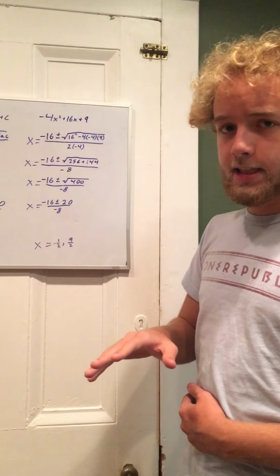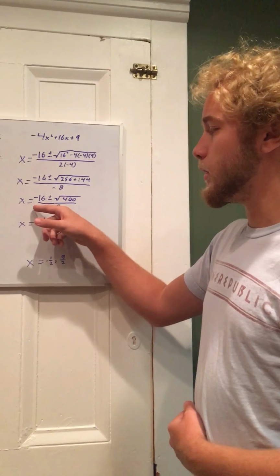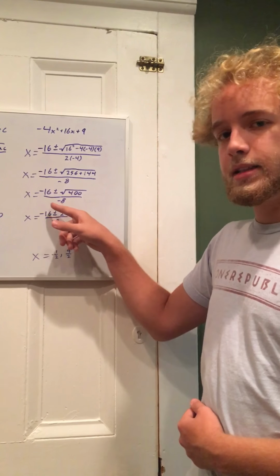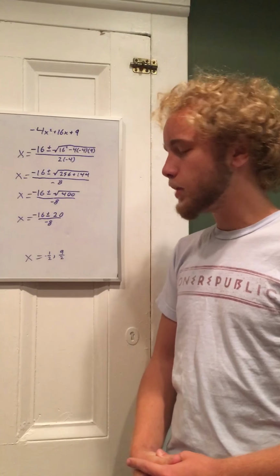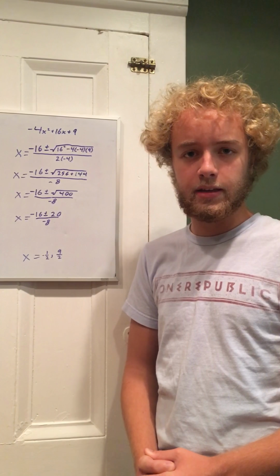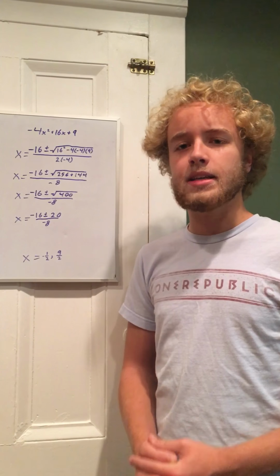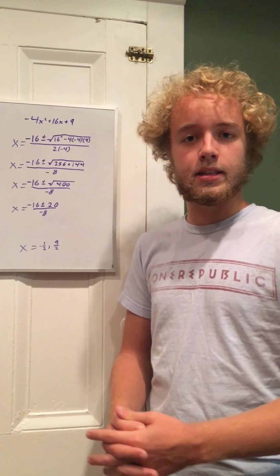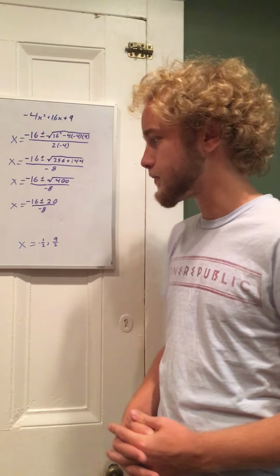If, for example, this portion right here was x equals negative 16 plus or minus the square root of negative 400 divided by negative 8, that would change the entirety of the answer and the entire problem after that point.